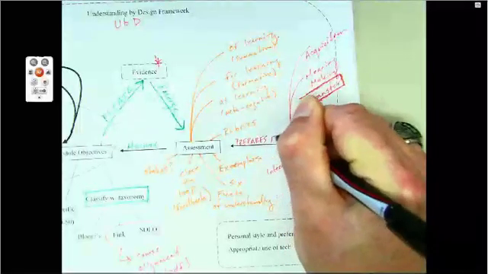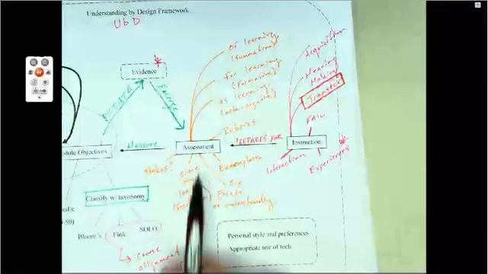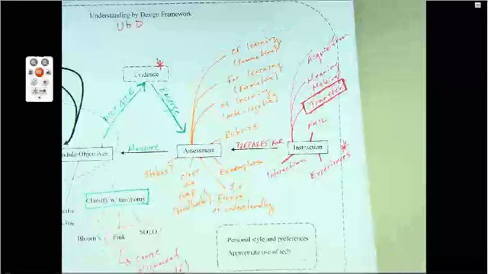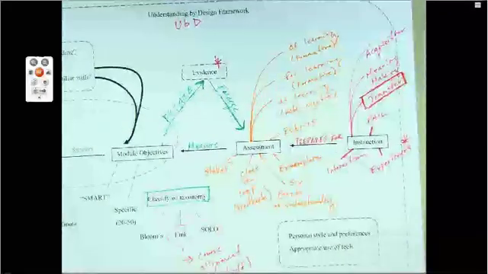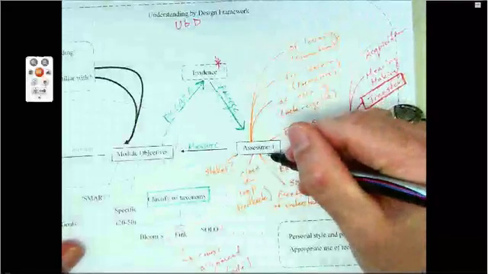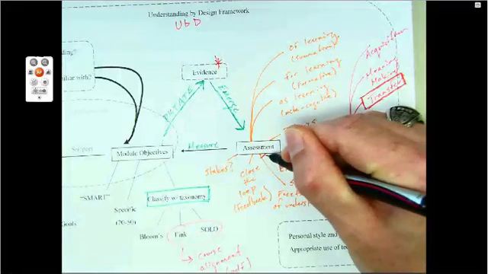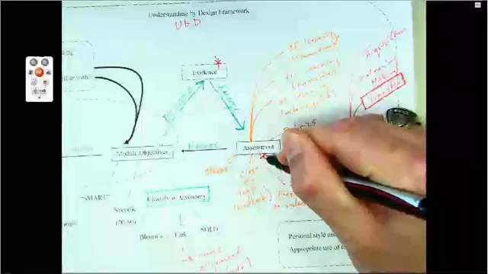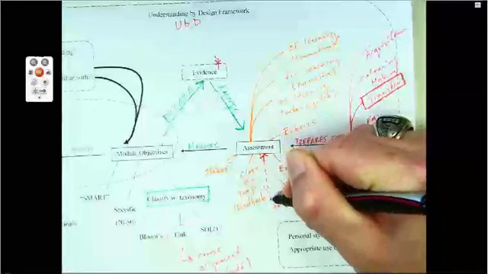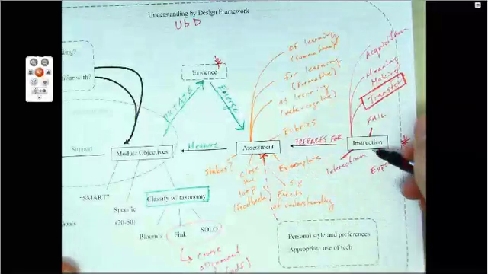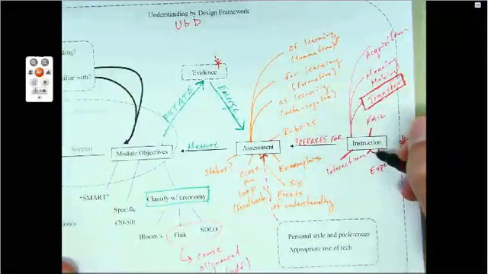Instruction prepares our students for assessment. The assessment measures the module objectives. The module objectives support the course level objectives. And then lastly, with our assessment and our instruction, we want to always let our personal style and preferences kind of shine through. And we want to appropriately use technology.